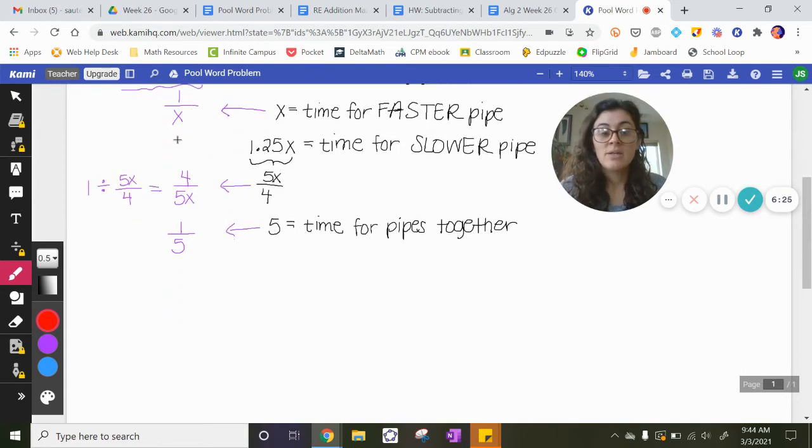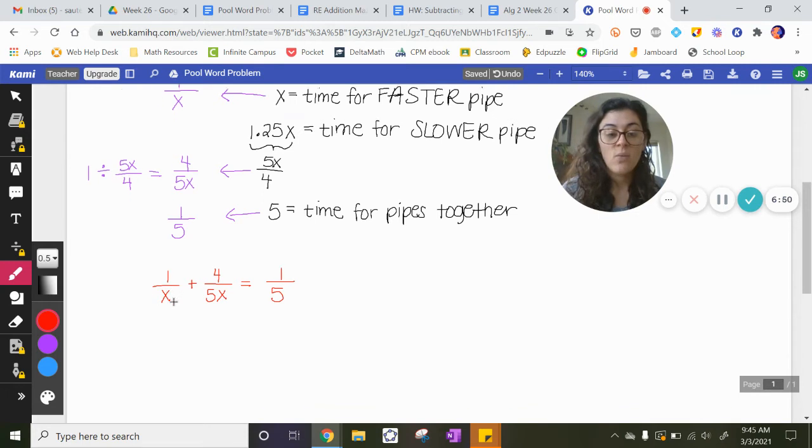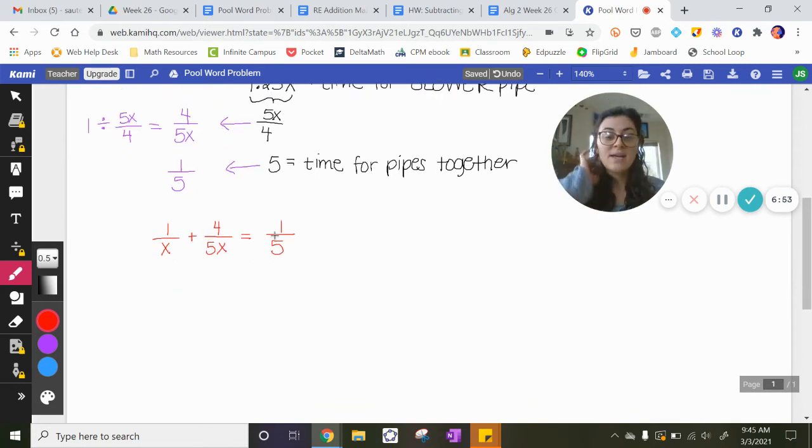Okay, so now we're going to take our rates and we're going to write an equation. I know that the rates of my pipes together will equal the rate of the pipes together. So the rate of the faster pipe plus the rate of the slower pipe, that's going to equal the rate of my pipes together. So now we just have to solve this equation. 1 over x plus 4 over 5x equals 1 over 5.